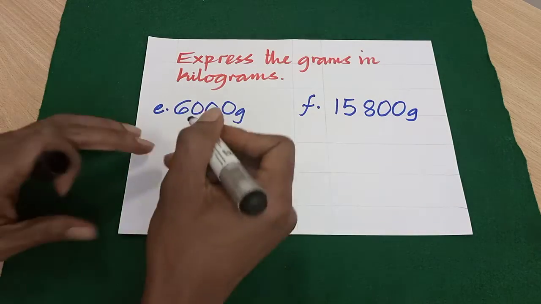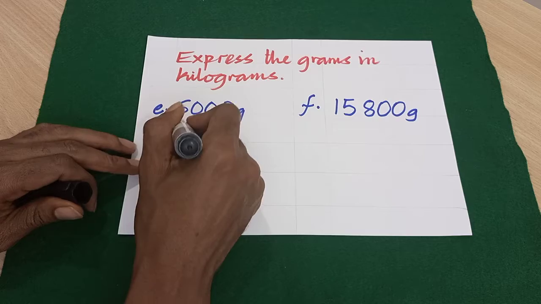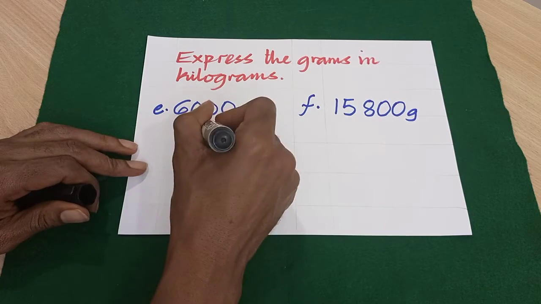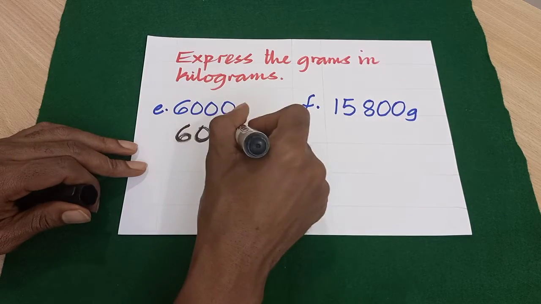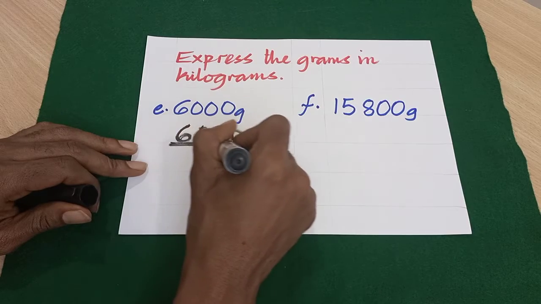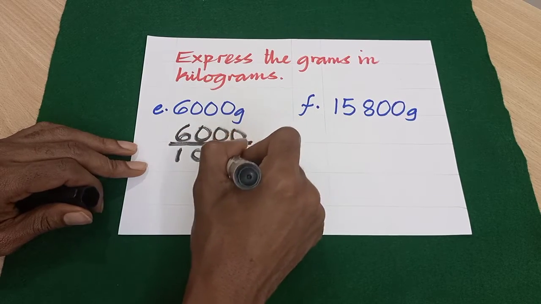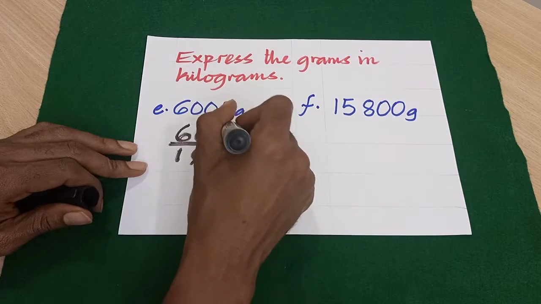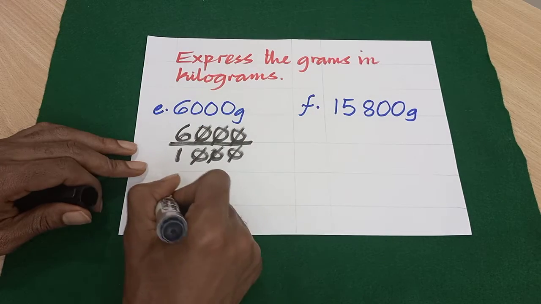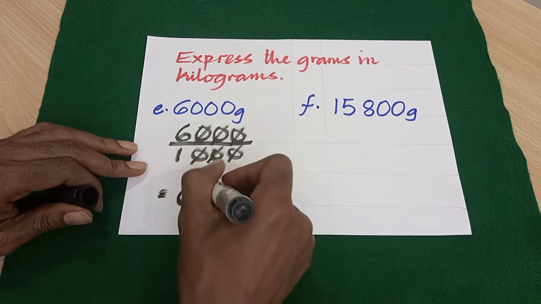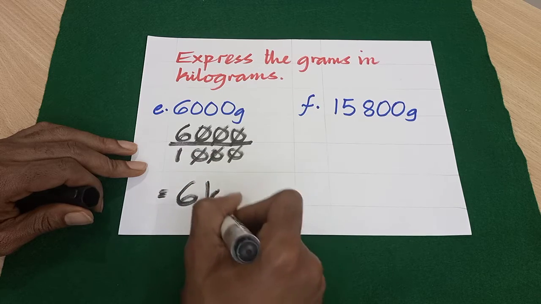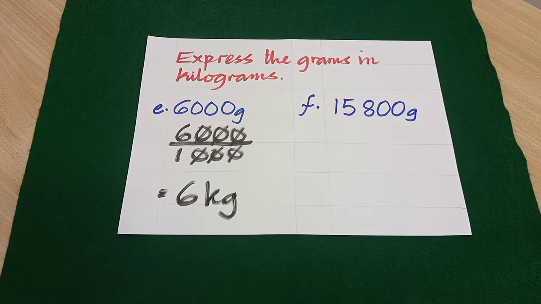Okay, so this is going to be 6,000 divided by 1,000. Take away 3 zeros. And we are going to be left with what? 6 kilograms.